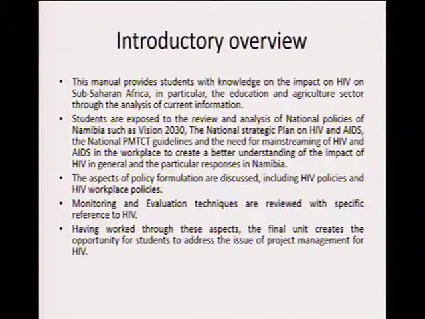Introductory overview. This manual provides students with knowledge on the impact of HIV on Sub-Saharan Africa, in particular in the education, the agricultural sector, as well as the health sector. We can add the health sector as well. Students are exposed to the review and analysis of national policies of Namibia, such as Vision 2030, the National Strategic Plan on HIV and AIDS, the national PMTCT guidelines, the need for mainstreaming of HIV and AIDS in the workplace, and to create a better understanding of the impact of HIV in general and the particular responses in Namibia.